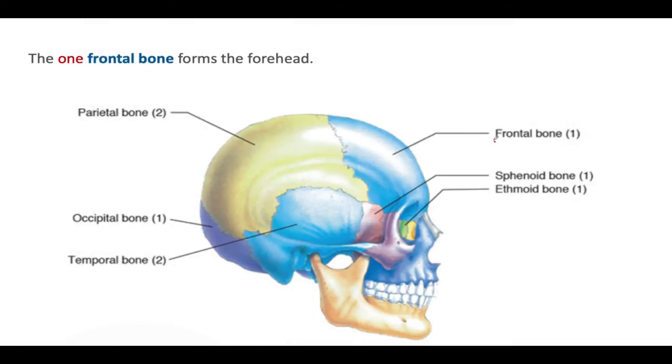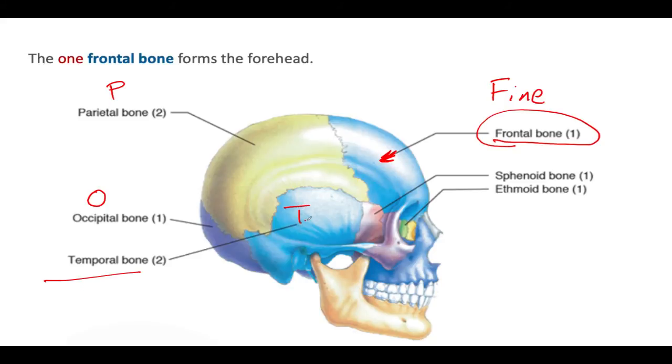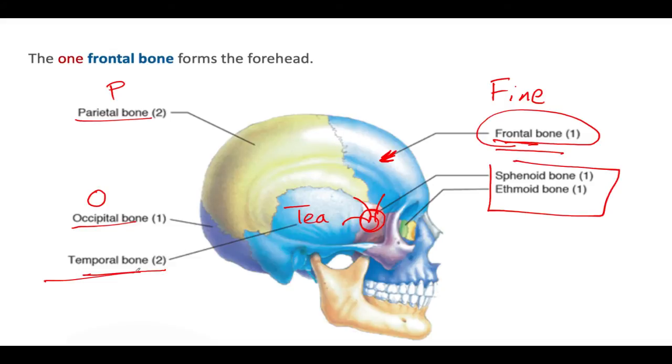Now we shift our attention to the frontal bone, which is right here. Doing our little review, we have "Of fine people", ending with T, so our temporal. So we have occipital, parietal, then frontal, and temporal bone. And so this is our frontal bone. Then we will address the sphenoid bone, which is right here, and it connects to the temporal, occipital, parietal, as well as the frontal bone. And then we have our ethmoid bone, which is in the nasal cavity.